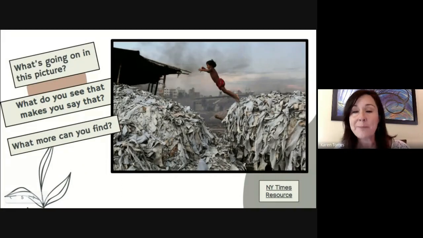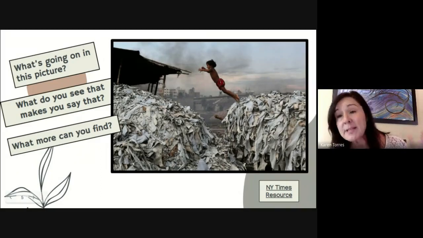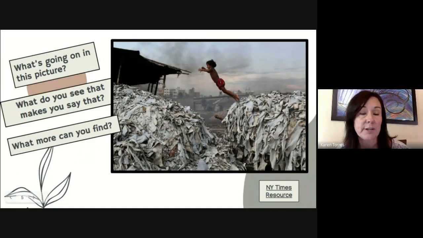Keep in mind, it doesn't have to be an image from this site. It can be anything: an image from a classroom textbook, a chart, a graph, a meme that kids are all about right now. I'm guilty of it myself. Or anything that can spark curiosity in our students.